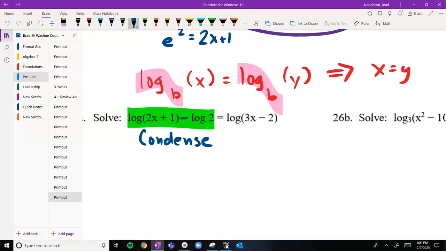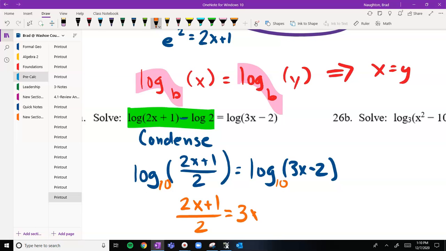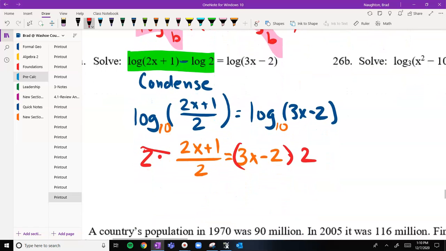So that's a minus, so it's going to be divided, so it's going to be log 2x plus 1 divided by 2 is equal to now log 3x minus 2. So again, whenever it's subtraction, it becomes dividing. So now they're the same. They're both log base 10. So we can say 2x plus 1 over 2 is equal to 3x minus 2. So the first thing I'm going to do is get rid of my fraction by multiplying everything here by 2. So that's going to be gone, and I'm going to get 2x plus 1 is equal to 6x minus 4.